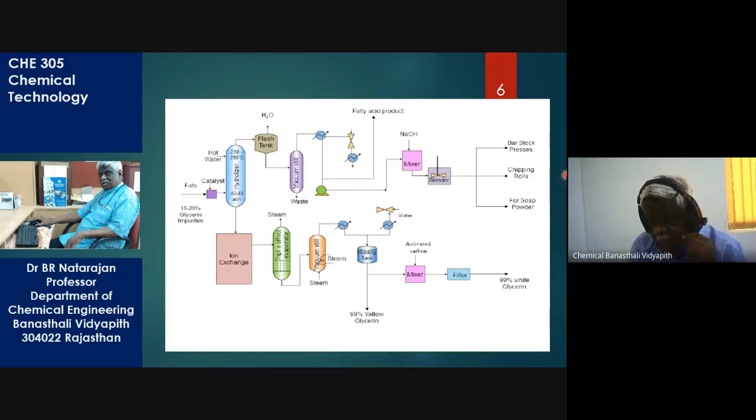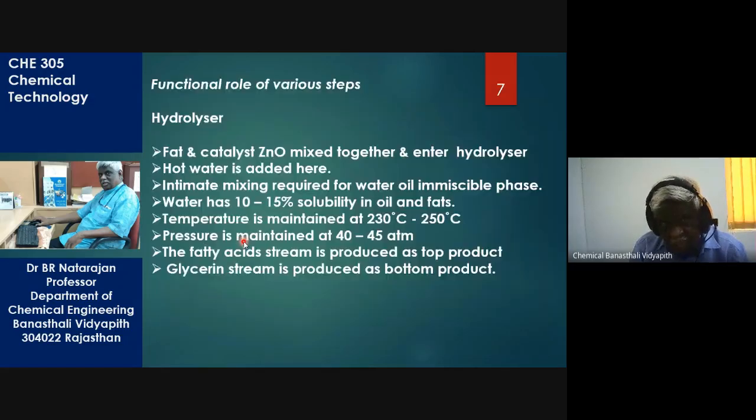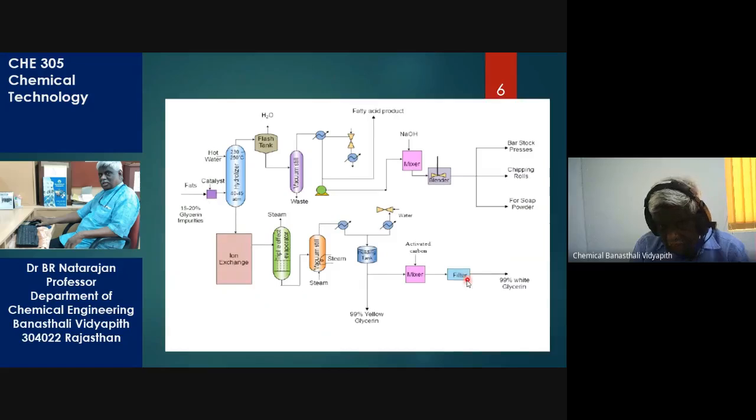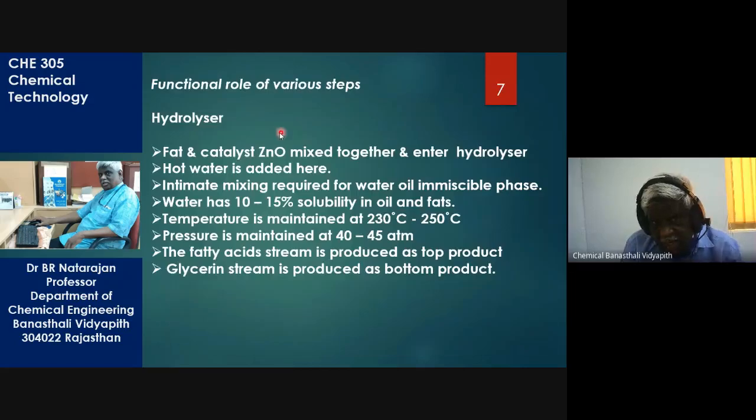The top product processing is known as the fat splitting stream, and fatty acid stream block, and the bottom part is the glycerine stream block. Okay, so this is about it. Let's see the details. What happens in the hydrolyzer? Fat and catalyst zinc oxide is mixed together and enter the hydrolyzer.